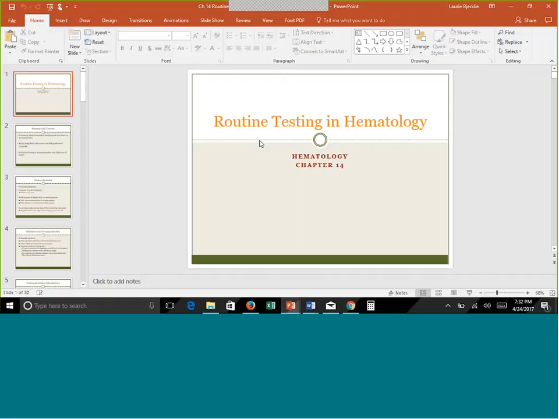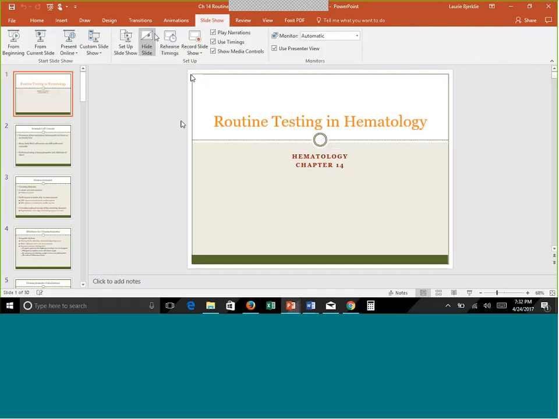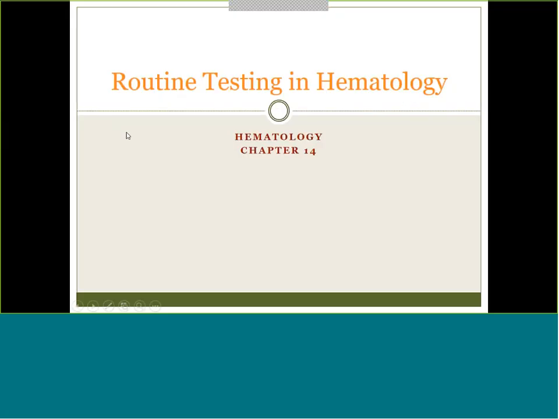And then our last one is routine testing in hematology. I can't remember if this is still chapter 14 in your book. It might have changed chapter numbers, but this is the one that's all about calculations. So you're either going to love this or you're going to hate it if you hate math. All right, so there is a ton of calculations. You are going to have an assignment this week practicing some of these calculations.